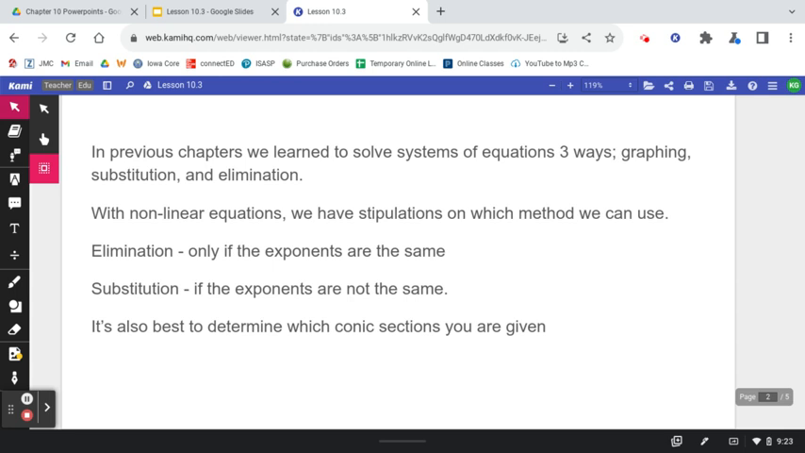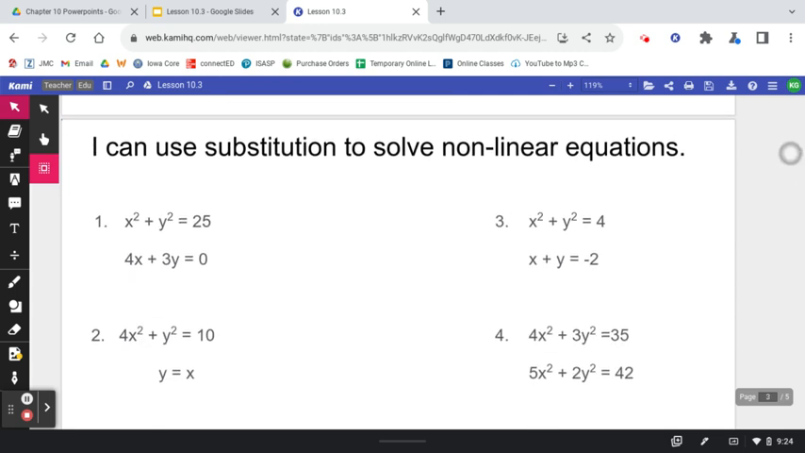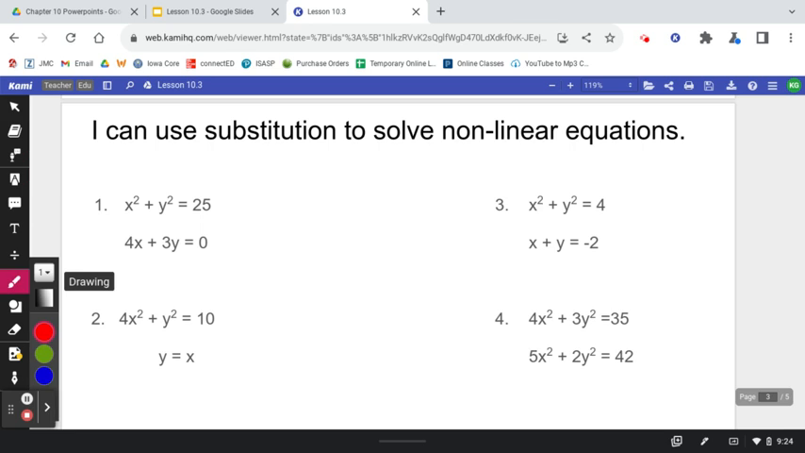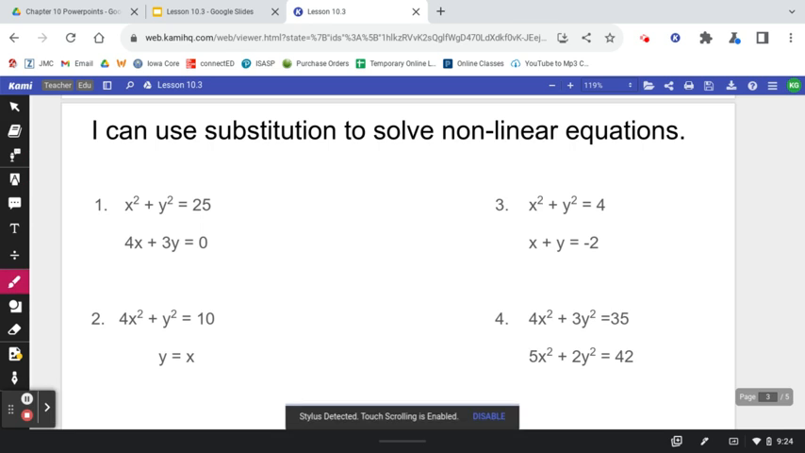So if we're trying to figure out where a line and a circle intersect, a line is just y equals mx plus b, and a circle is x squared plus y squared equals c. If their exponents are not the same, then we would use substitution. So we're looking at these first couple. The first thing I would usually do is determine which type of conic section you're dealing with here. So this top one we know is a circle whose center is at 0, 0, and whose radius is 5.